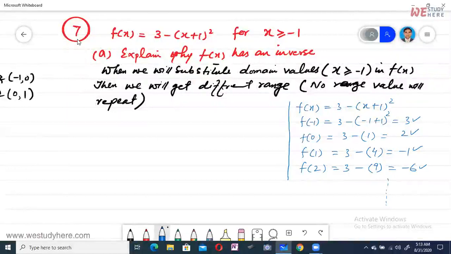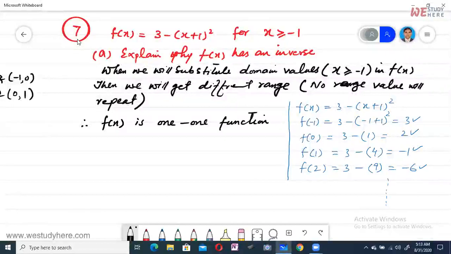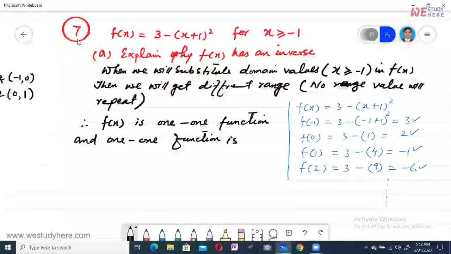Therefore, this function we can say is a one-to-one function. Therefore, f of x is having one-to-one mapping, a one-to-one function. And you know, every one-to-one function is having its inverse function.